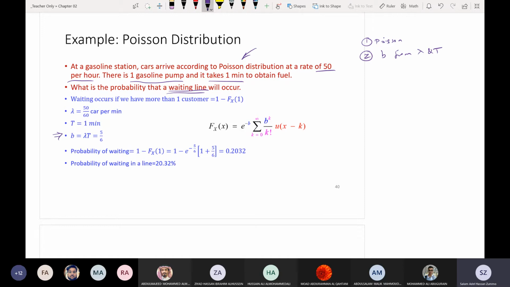So what are lambda and T? It says the arrival rate is 50 cars per hour, so it's 50 divided by 60 per minute. And the service time is 1 minute. So B, lambda multiplied by T, gives you 1 minute times 50 over 60, which gives you 5 over 6.